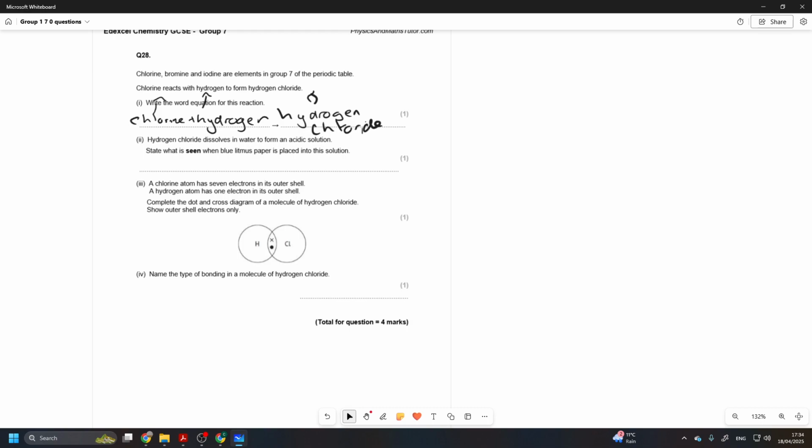All in the question. Right. Hydrogen chloride dissolves in water to form an acidic solution. State what is seen when blue litmus paper is dipped in solution. It turns red. Fantastic. Now we've got to draw some electrons. Joy. A chlorine atom has 7 electrons in its outer shell. A hydrogen atom has 1 electron in its outer shell. Now I'm going to say, just for fun, the X is the hydrogen electron here, and the dot can be the chlorine. So there's 1 X as there should be. I've now got to fill in this outer shell with enough dots to make 7 dots in total, which, as we can see, is that.